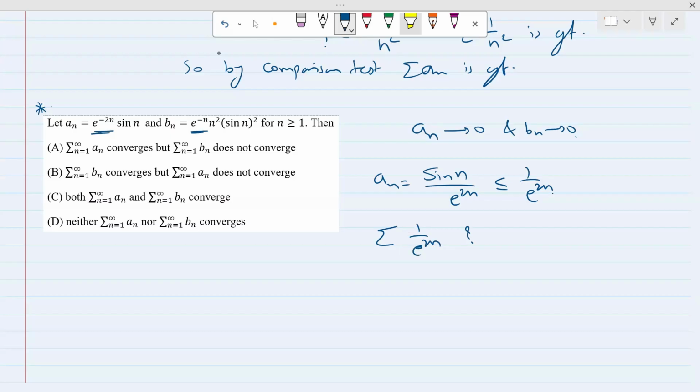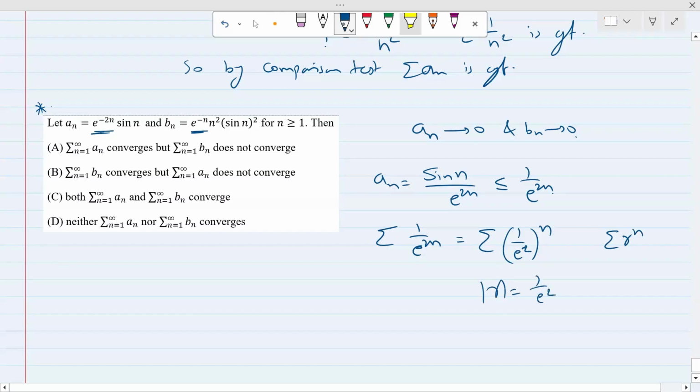You're absolutely correct, but you need to... Sir, by ratio test, So you mean, don't you recognize this with some standard series? Sir, it is a geometric series. Yes, perfect. This is actually 1 upon e square raised to n. So you can compare it with this.